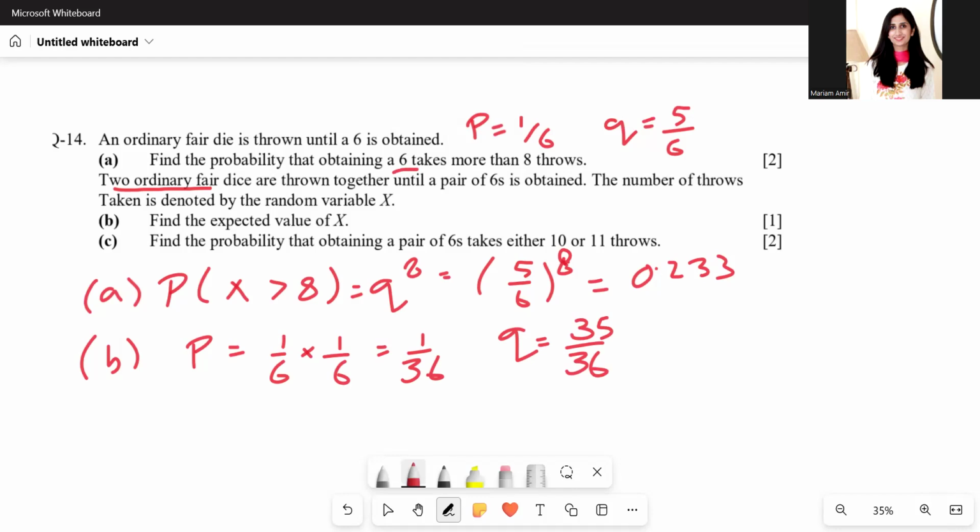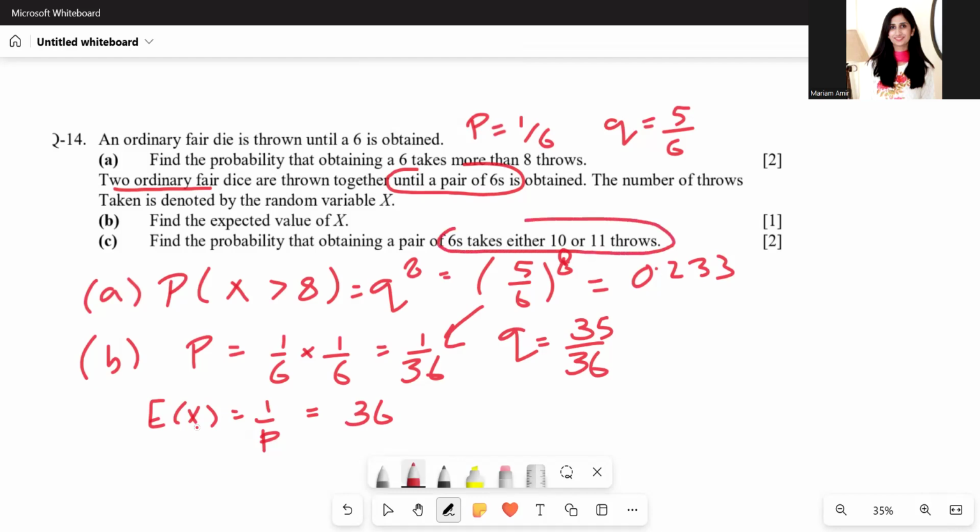This is also geometric distribution, because it says until a pair of 6 is obtained. So a couple of failures followed by a success. So the expected value has a formula of 1 upon p, which is going to be the reciprocal of p, which is 36.